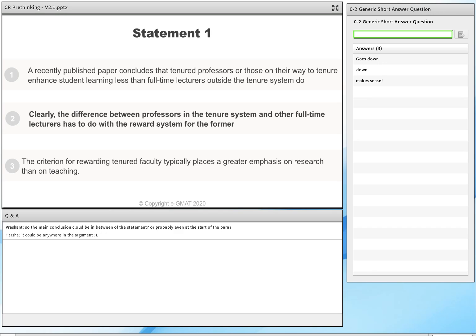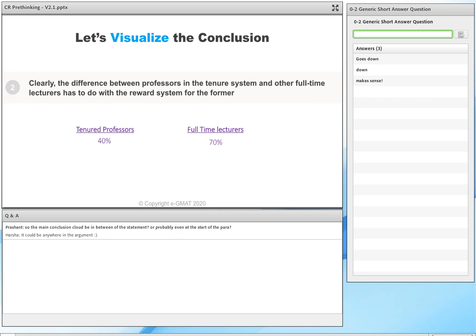One of the other things as you go through some of the foundation files is you're going to see conclusion markers, and "clearly" is a conclusion marker as well. So statement 2 is the main conclusion. It's what the author wants you to believe in. Now let's visualize this conclusion, okay?